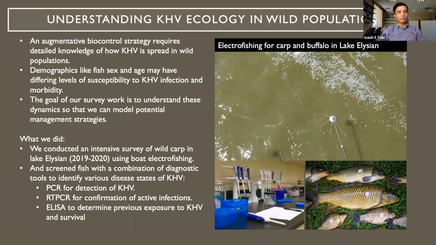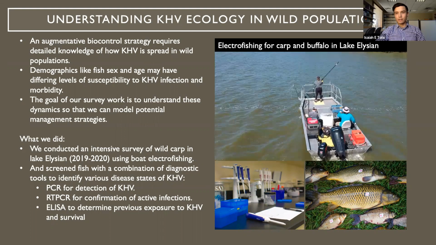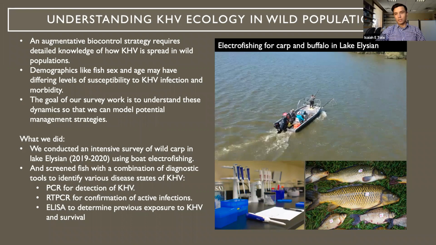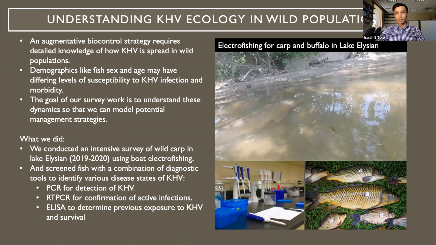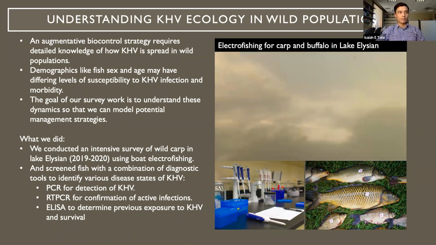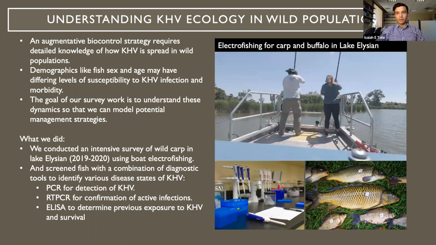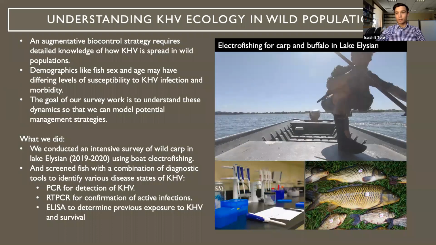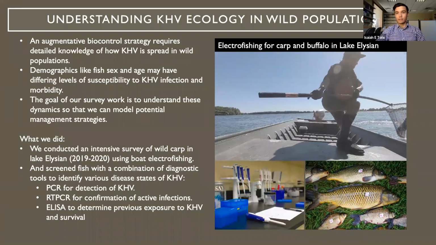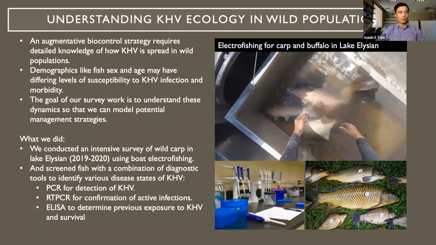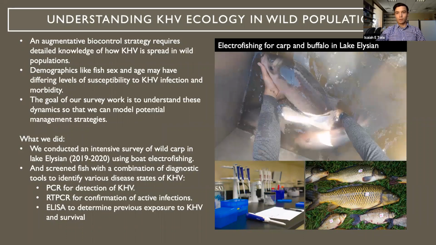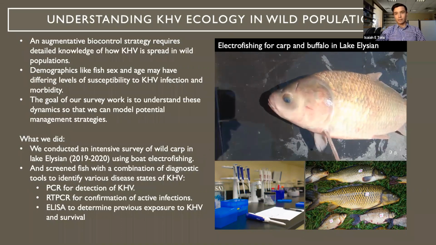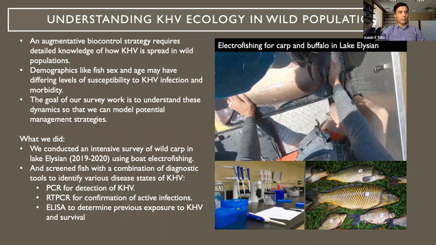And then we would use a combination of different screening methods to identify different disease states, since it's not just as simple as infected and uninfected with KHV. There's different disease states that are present. So we could use PCR for detecting the virus itself. We could use the RT-PCR method to look for whether those infections are replicating or not, like we did in the disease trial. And we could also use ELISA. It's another type of test that looks for whether carp have actually been exposed to the virus in the past, even if we can't detect the virus present at the moment.